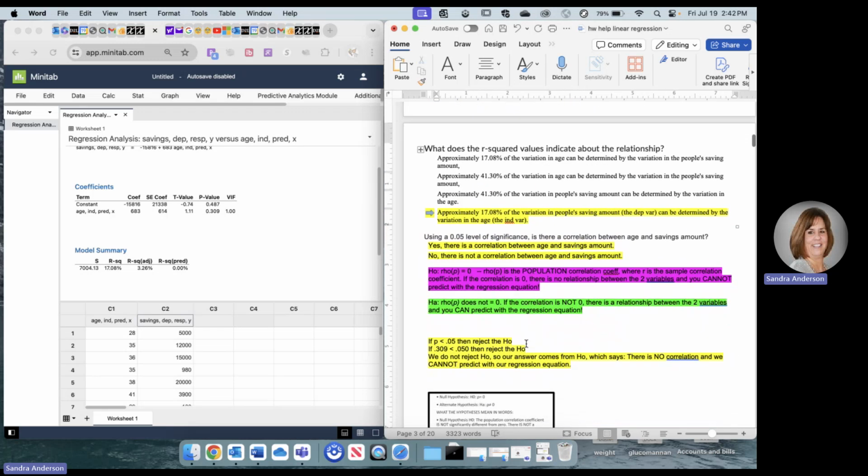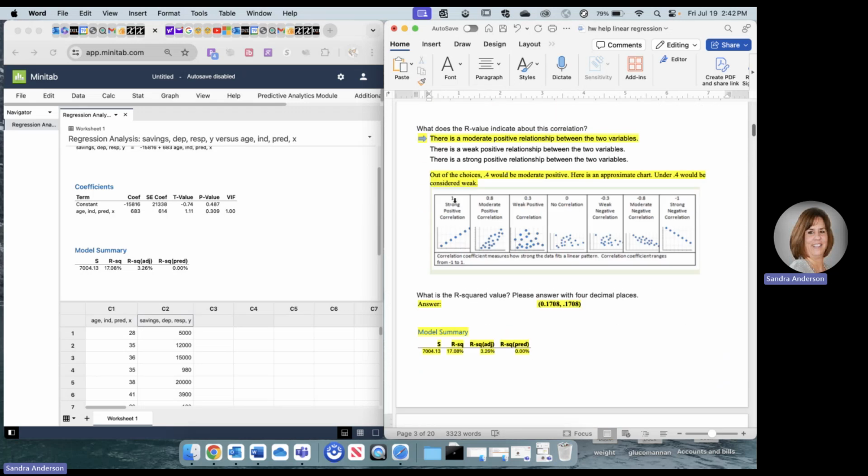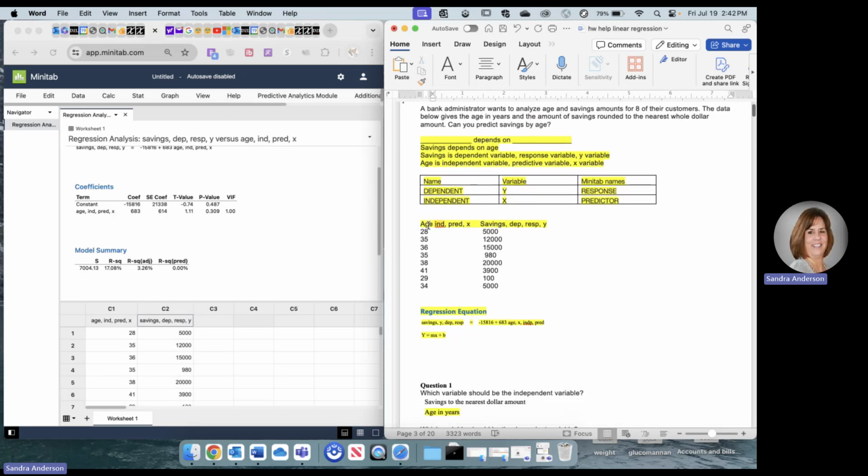The next question, which is the biggie, is the 0.05 level of significance. We have to find out if there's a correlation between the two variables or not. And this can take a minute, so let me explain that, because it's not a simple yes or no answer. Rho, which is kind of an italics P, is the Greek symbol for the population correlation. So all this time we've been talking about r. r is the correlation of this specific sample.